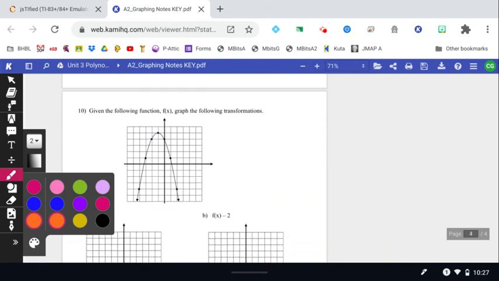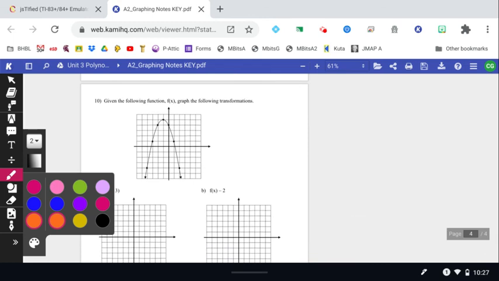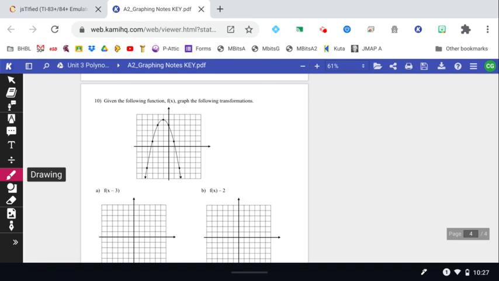All right, so given the following functions, graph the following transformations. So what I want to do is I want to take this graph here and I want to do the function of x minus 3. That means that I move the whole graph right 3. So if this center was negative 1, 5, and I want to move right 3, 1, 2, 3, I now want my center at 2, 5.